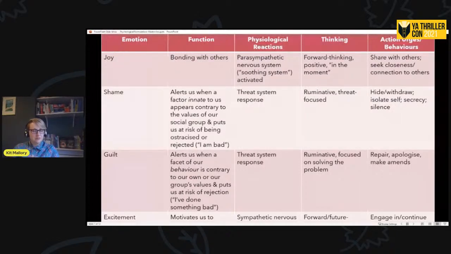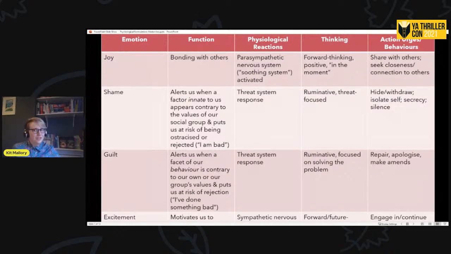And it's really, really difficult in terms of how we manage it, because if it's something that we see as innate to us, it doesn't feel like it can be easily changed. So we don't talk about it. The behavior it motivates is secrecy, silence, withdrawal. It's different to guilt.